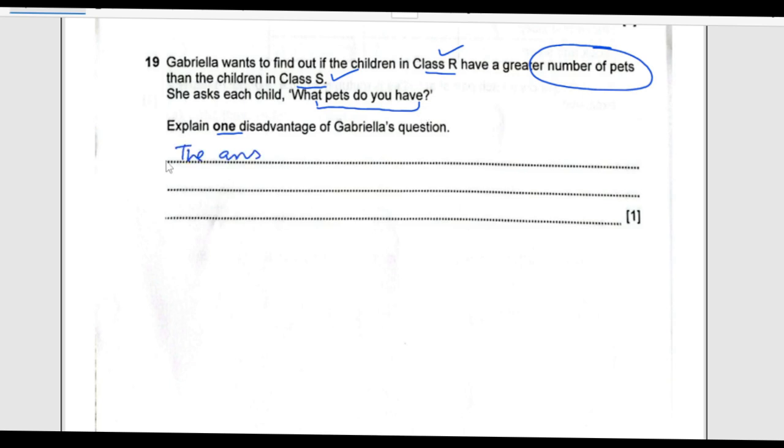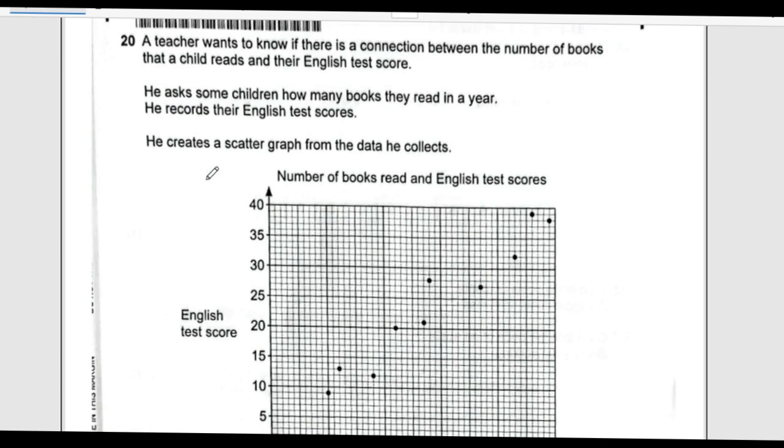The answer to this question is the name of the pet. Not the number of pets. Right, so that is the disadvantage. She could have asked how many pets do you have, that will give the straight answer.